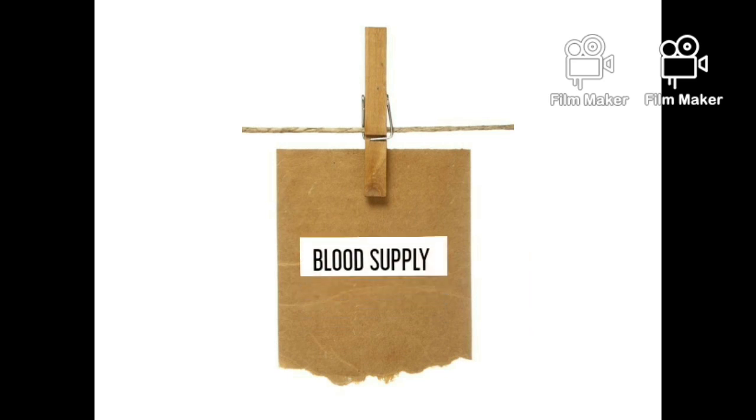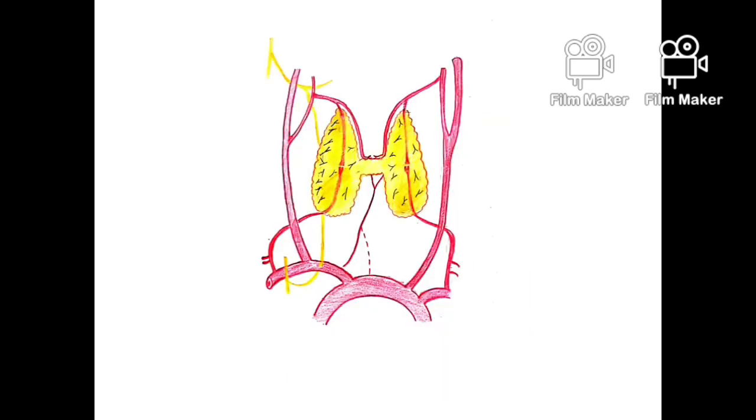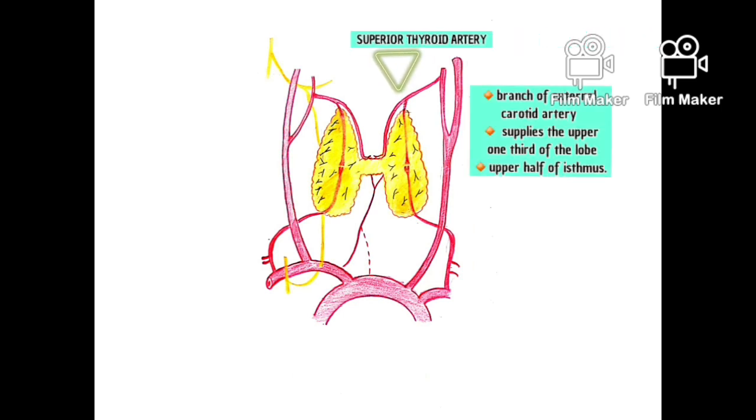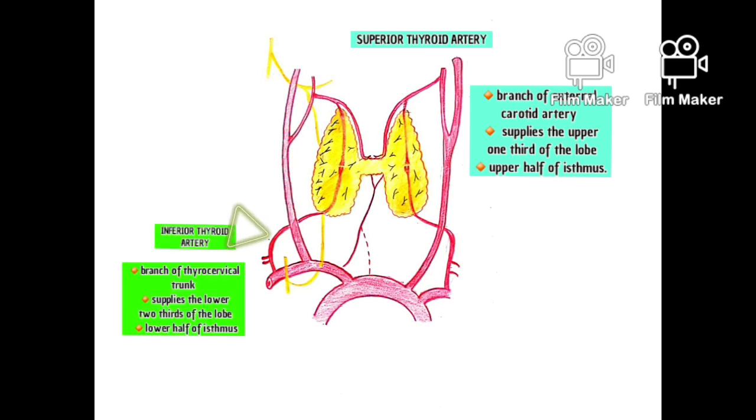Blood supply of the thyroid gland. Coming to the arterial supply, the gland is highly vascular and is supplied mainly by 4 arteries. The superior thyroid artery is a branch of the external carotid artery and supplies the upper 1/3 of the lobe and the upper half of the isthmus.